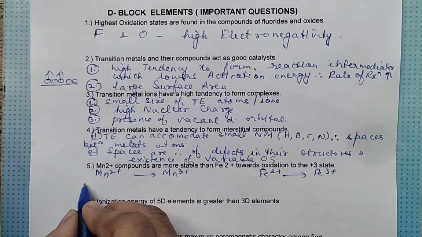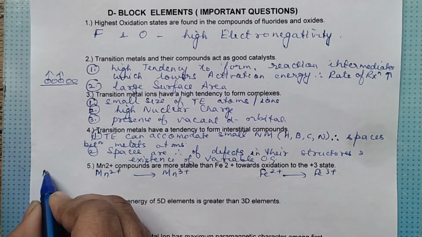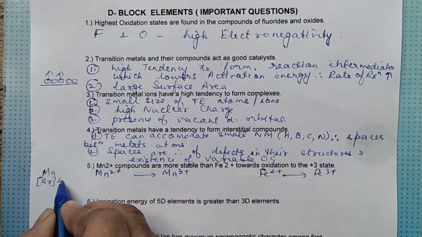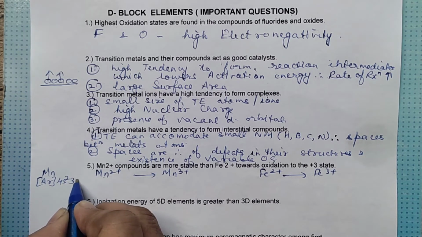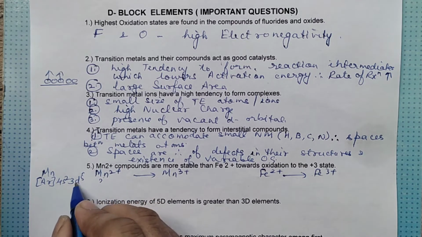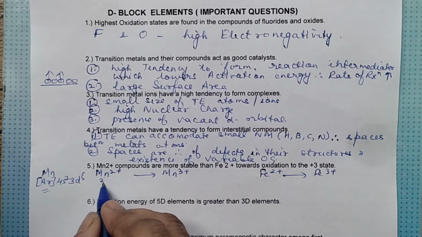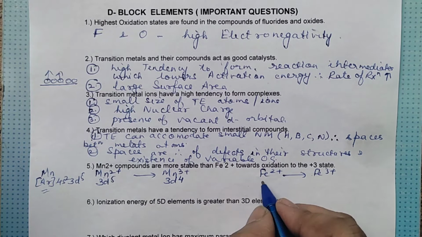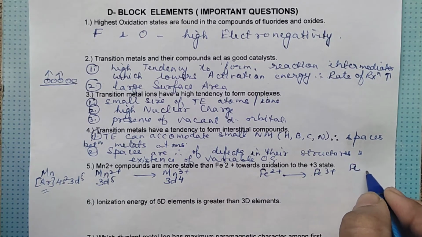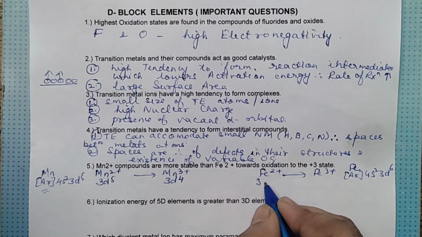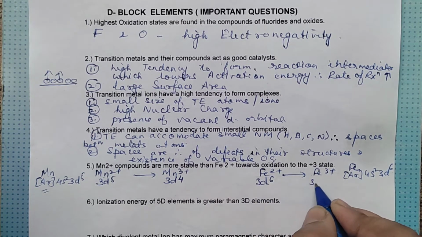So Mn2+, the configuration: if you write down Mn first, the Mn configuration is argon 4s2 3d5, right? So Mn2+ would be just argon 3d5, the 4s electrons will go away. And this is having 3d4. What about this? If you write the Fe configuration, Fe is argon 4s2 3d6, right? So this is 3d6 and this one is 3d5.